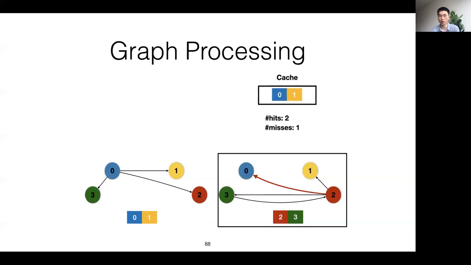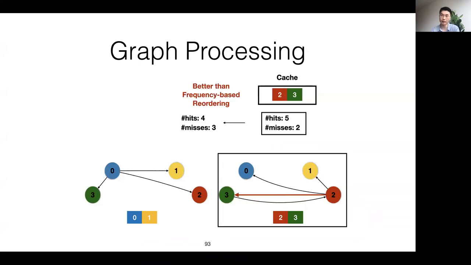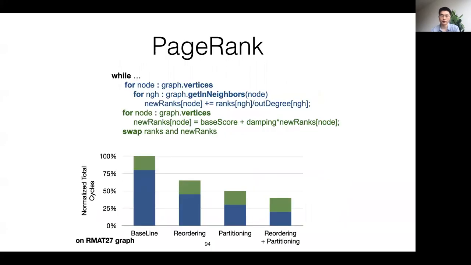Similarly, we need one miss to bring in the second cache line, but all the subsequent reads will be cache hits. So this is even better than the frequency-based reordering technique, right? And if we come back to the cycles breakdown that we showed earlier, with reordering, we're able to reduce the number of cycles by 35%. With partitioning, we can reduce it by 50%. And by combining both techniques, we're able to reduce the amount of cycles by 60%.